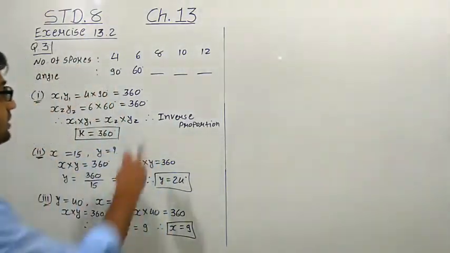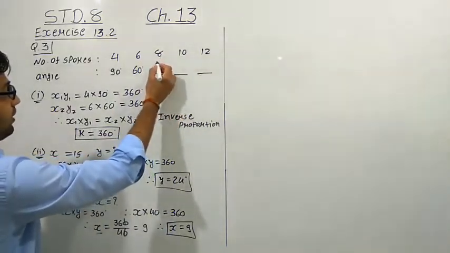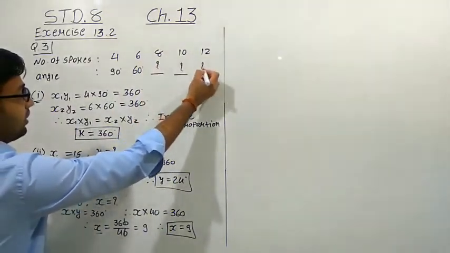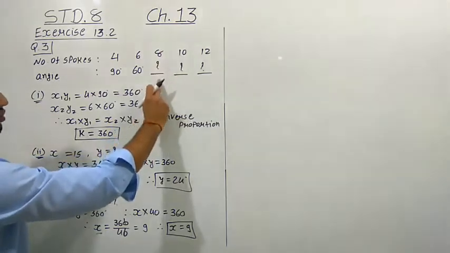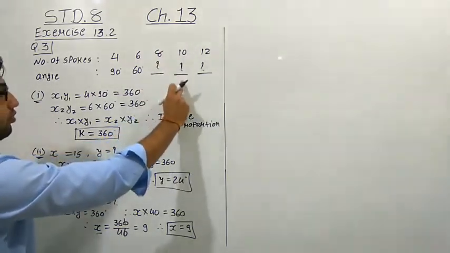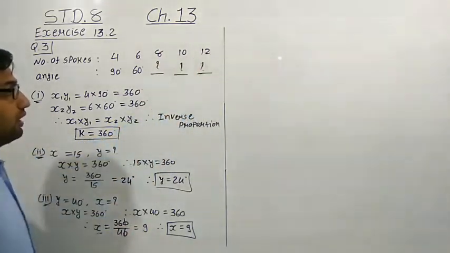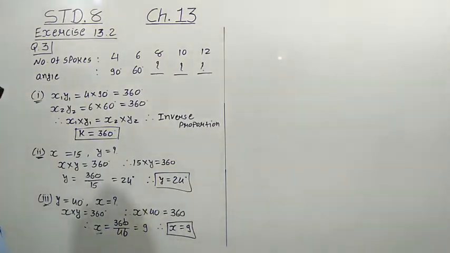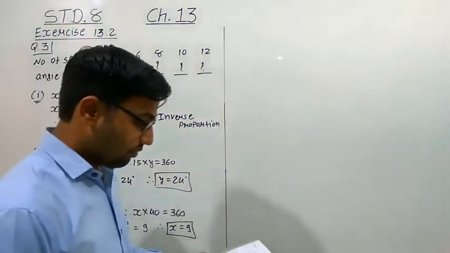Okay, so these other values you can find by yourself now. If the number of spokes is equal to 8, what will be the angle? 10, what will be the angle? Number of spokes 12, what will be the angle? Right? So this is how we can solve this question using inverse proportion.